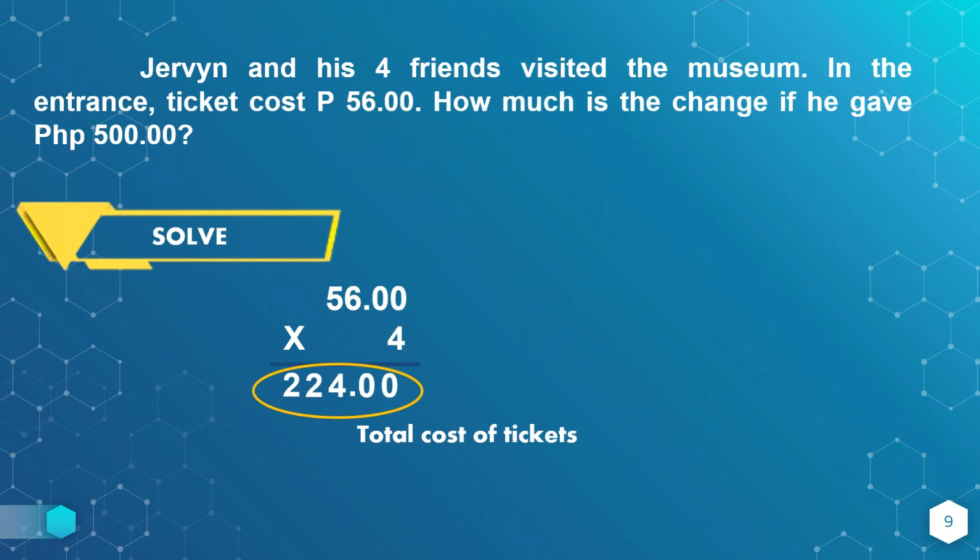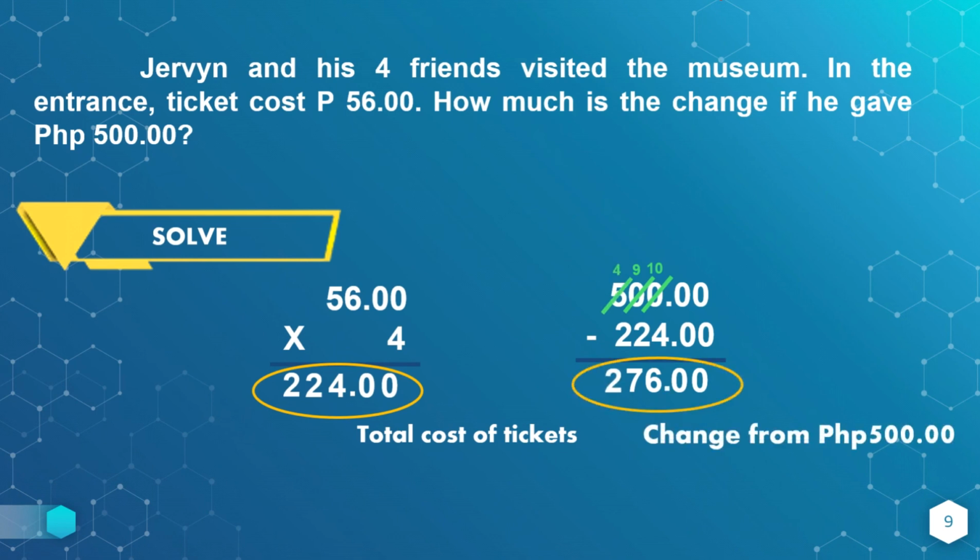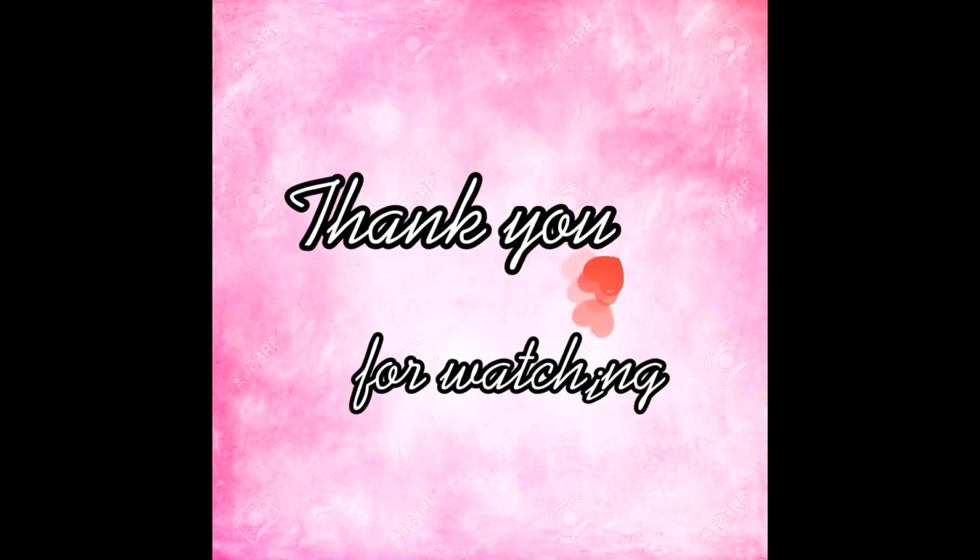Next, to know how much change if he gave 500 pesos, 224 subtracted from 500 pesos. So, 0 minus 0 is 0, 0 minus 0 is 0. 0 minus 4 cannot be, so we have to borrow. So that will become 10 minus 4 is 6, 9 minus 2 is 7, and that 5 will become 4. So 4 minus 2 equals 2. So 276 pesos is the change from 500 pesos.